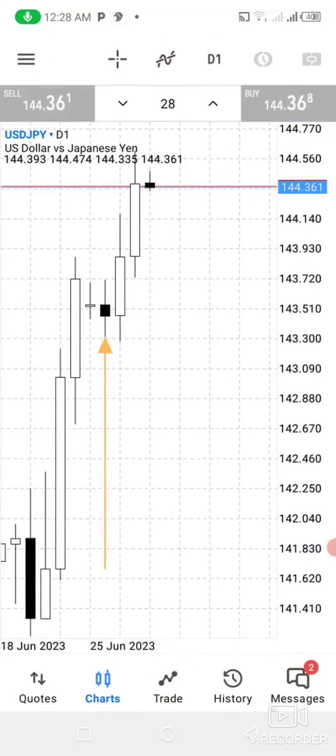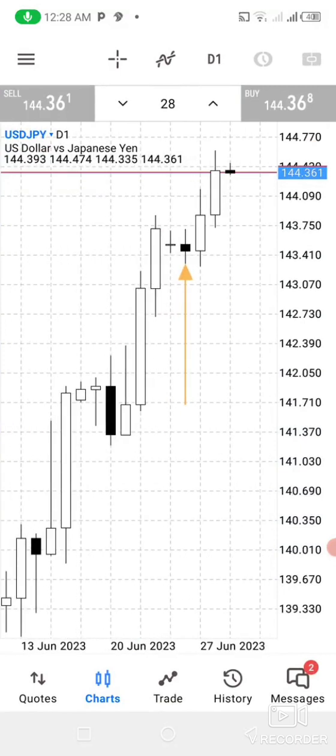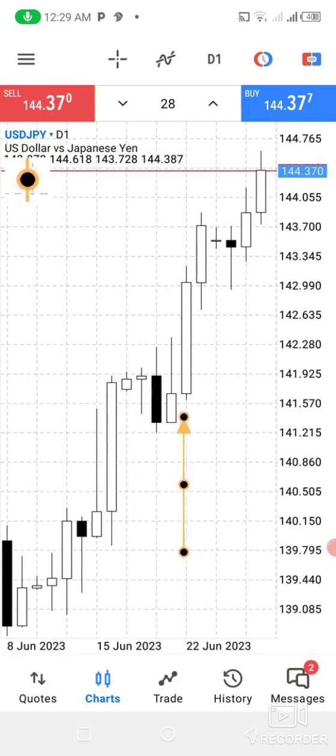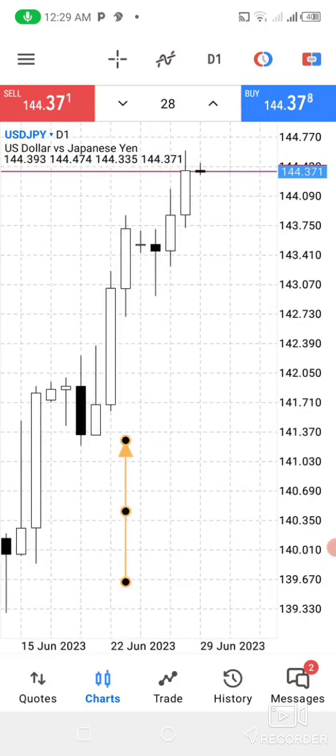Now let's apply the resistance and support idea. Resistance and what? Support idea. Remember what a resistance is and what a support is. A resistance is a level where the market sells, while a support is a level where the market buys. Okay, there could be other definitions of this, but this is what I want to use in this content. Now if a market is trending, try to trade resistance or support in the direction of the trend.